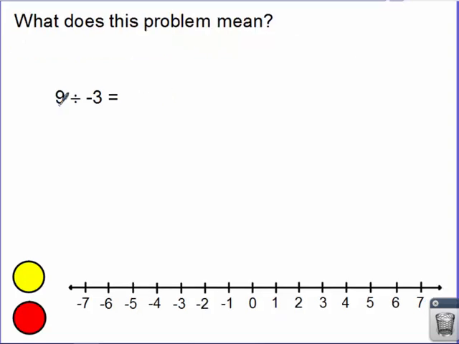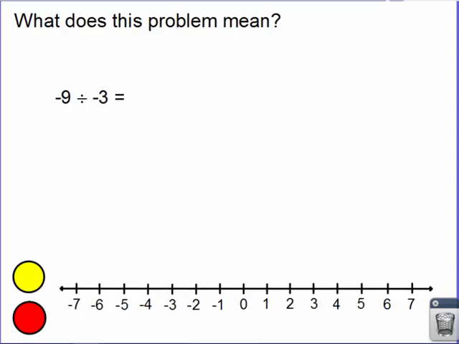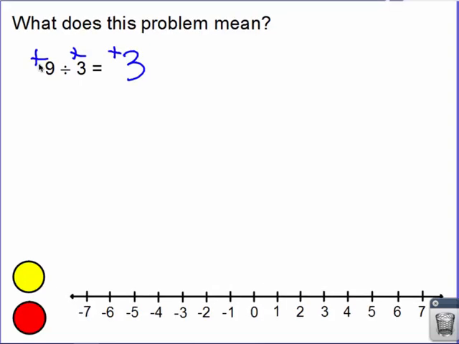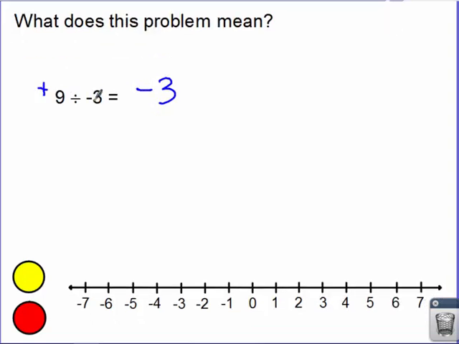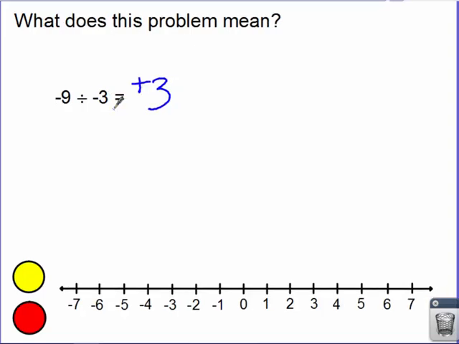Well, what if I have 9 things, but I need the opposite of what's in each group? So I still get a negative 3. So a positive and a negative make a negative. And what if I have 9 negatives, but I need to divide them into the opposite of what they are? We end up with a positive 3. So a negative and a negative make a positive. If you notice what's going on, positive, positive, positive; positive, negative, negative; negative, positive, negative; negative, negative, positive, it's the same chart. So in division, we have the same rules. Step number 1, divide. Step number 2, count your negatives.